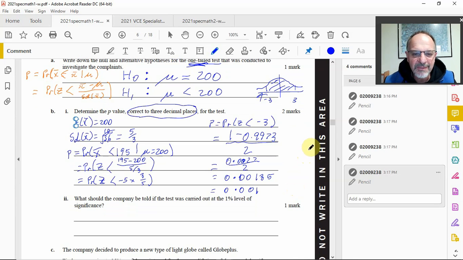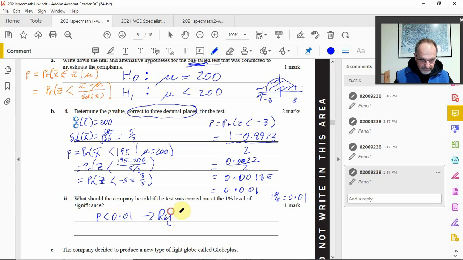Second part. What should the company be told if the test was carried out at the 1% level of significance? Okay, 1% is 0.01. Now we've got a p-value of way less than that, a factor of 10 in fact, less than that. And so the p-value is less than the 1%, 0.01. So what we should do is reject the null hypothesis.